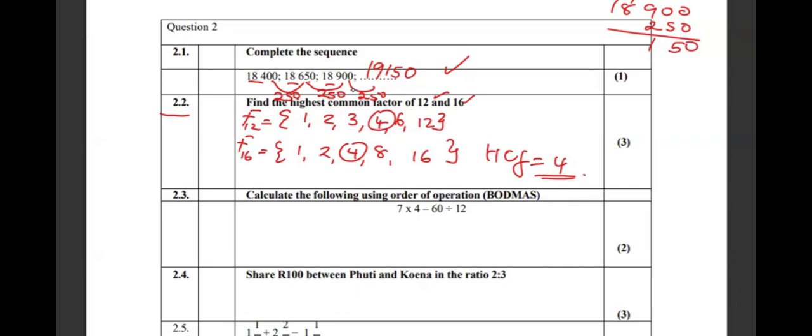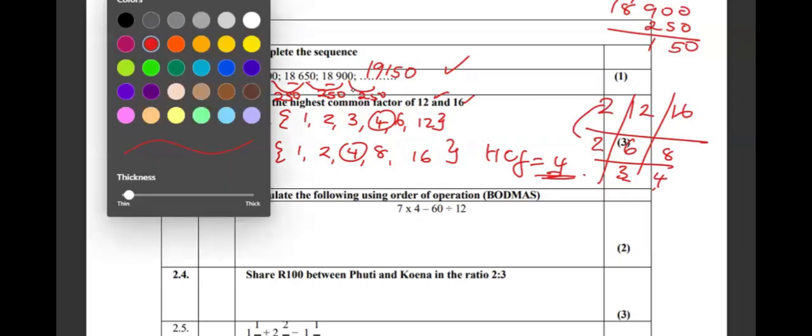Oh, there are people that know how to use the ladder method. You have 12, you have 16. You look for prime numbers that can divide these 2. You get 6 and 8. Then 2, you get 3 and 4. We don't have any prime number that can divide 3 and 4. Then we just multiply these 2. The answer is still 4. All right, grade 7s, we move on.